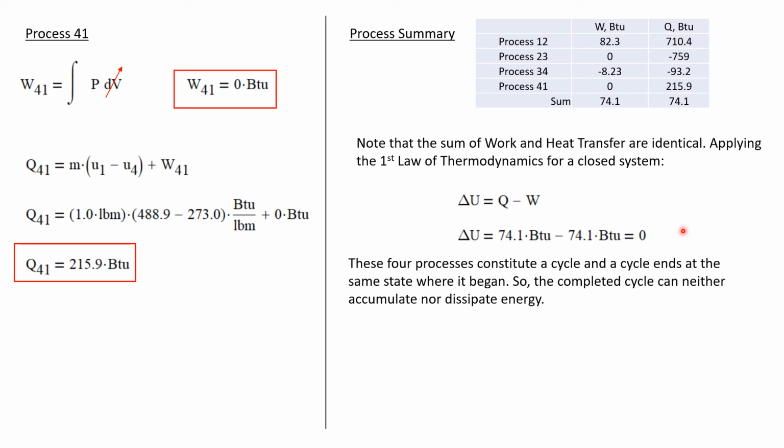Well, it turns out that it's necessary for delta U to be 0 because this is a cycle. And remember, a cycle ends at the same state where it begins. So the completed cycle can neither accumulate nor dissipate energy. So this energy balance has to sum to 0.